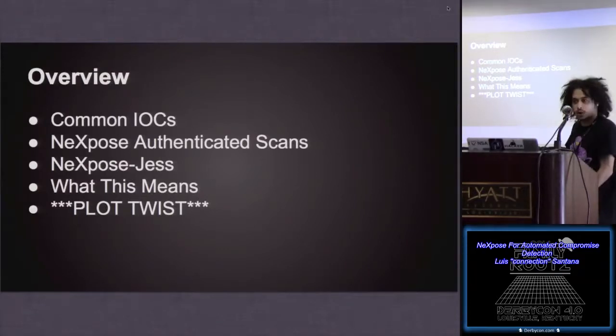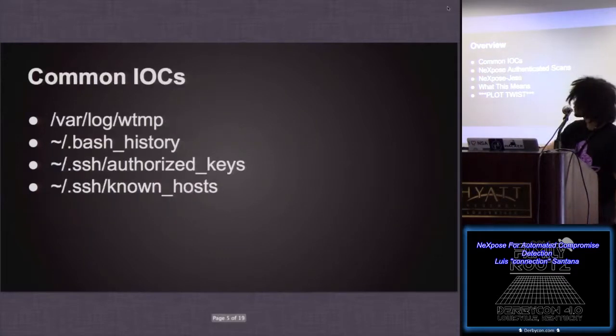So here's a quick overview of the talk. We're gonna talk about some common IOCs, indicators of compromise. We're gonna talk about NeXpose authenticated scans. We're gonna talk about NeXpose Jess and what that is, and what this means. And then there's a plot twist, because everyone likes plot twists.